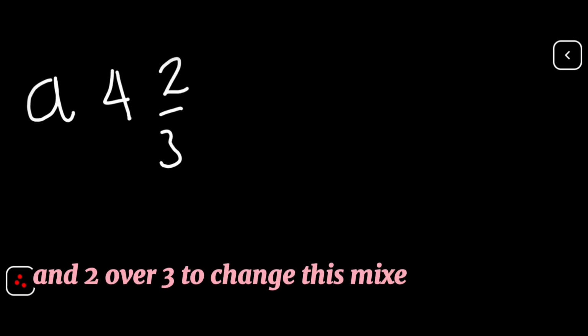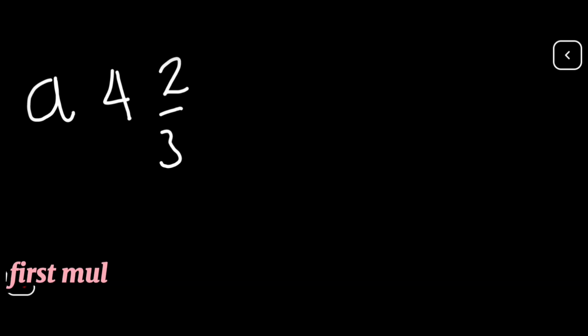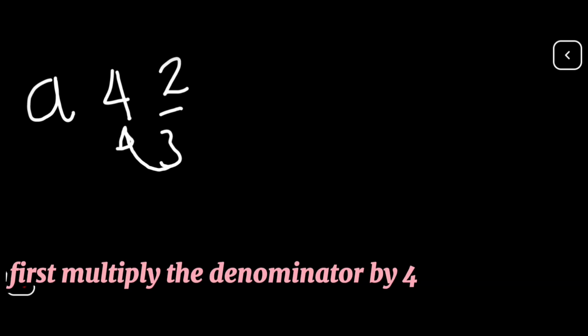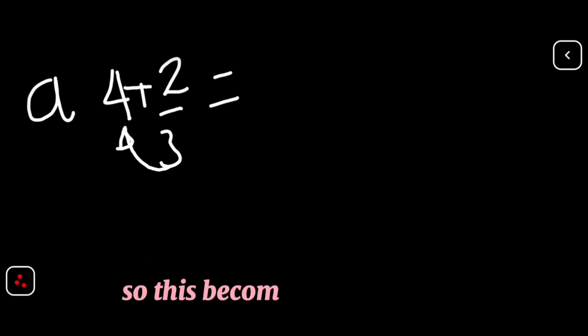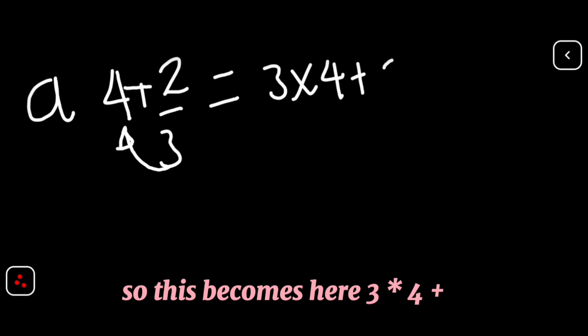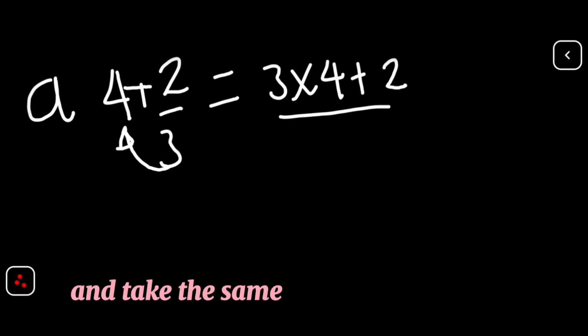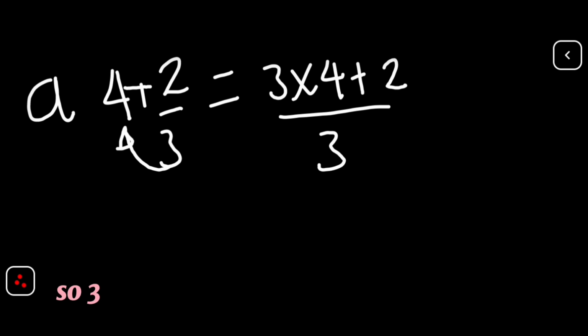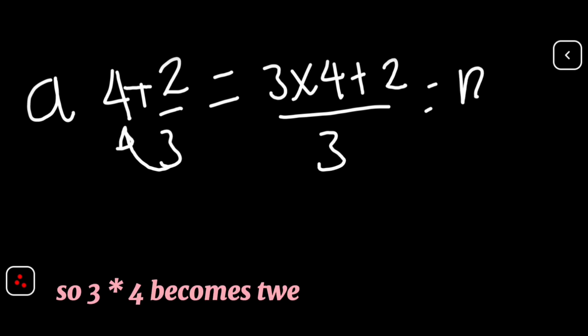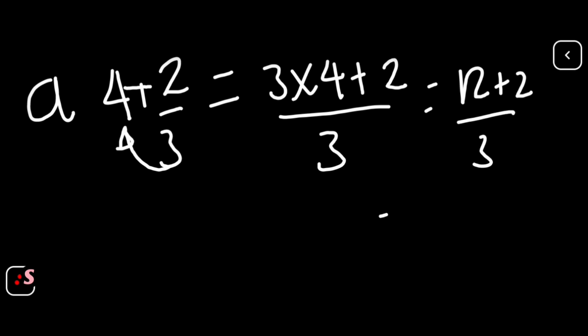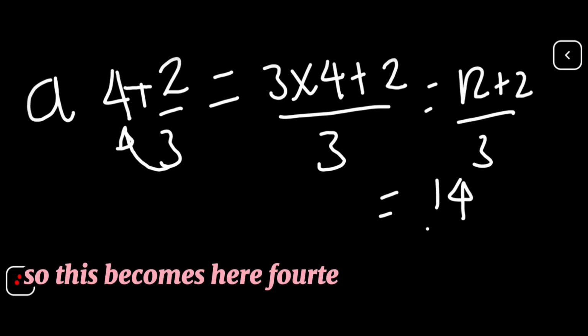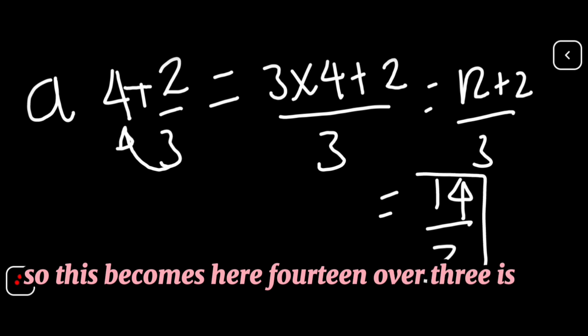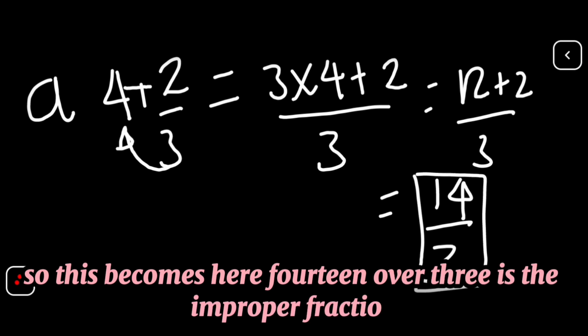To change this mixed fraction to an improper fraction, first multiply the denominator by 4 and then add the numerator 2. So this becomes 3 times 4 plus 2, and it takes the same denominator 3. So 3 times 4 becomes 12 plus 2 over 3. So this becomes 14 over 3, which is the improper fraction.